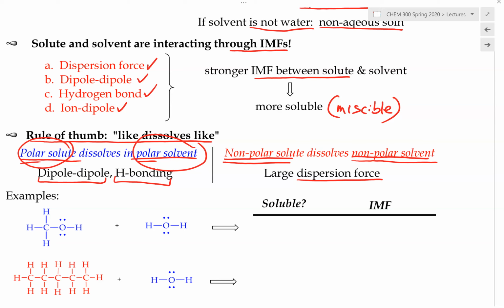If we were to have a polar molecule, a polar solute, and a non-polar solvent, then they will not be able to form strong IMF with each other. So therefore, they will not dissolve well. And that is when we will have an immiscible solution.